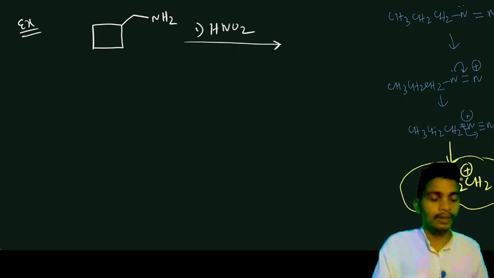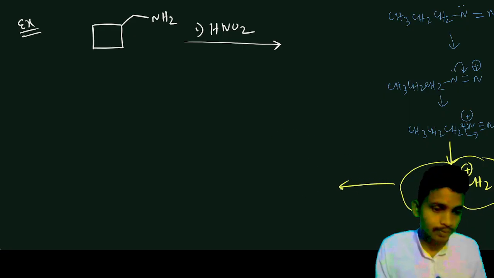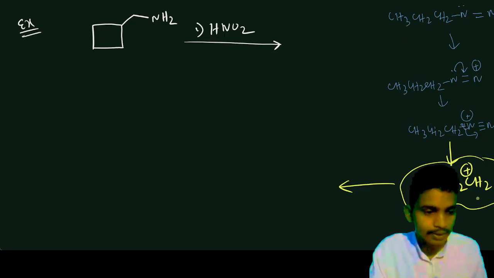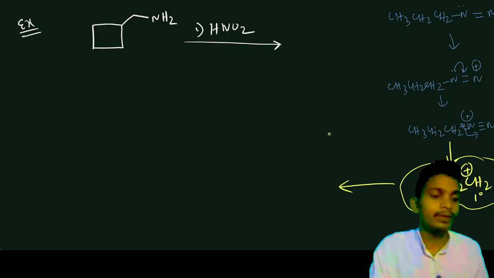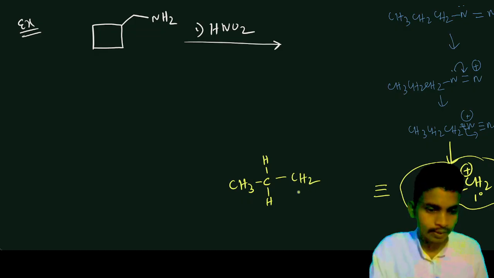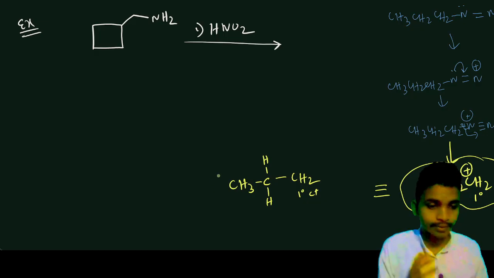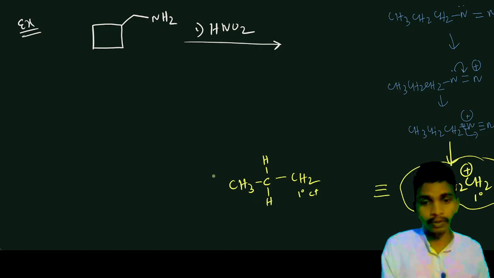So here carbocations will be generated, and now what will this carbocation do? Since this is a 1 degree carbocation, this group is actually CH3 and this is C, and two H's are there, and here we have CH2, and this is the 1 degree carbocation. So 1 degree carbocations never undergo the reactions, so either it will shift to 2 degree or 3 degree.